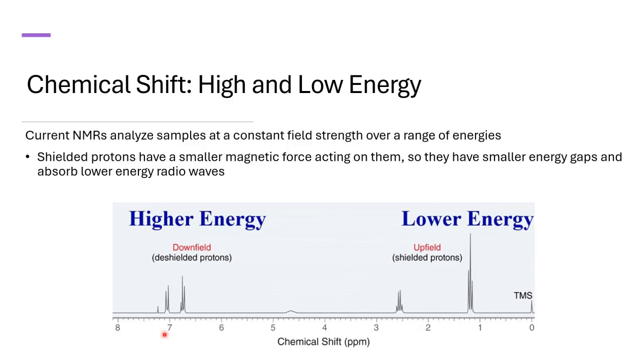Chemical shift, high and low energy. Current NMRs analyze samples at a constant field strength over a range of energies. Shielded protons have a smaller magnetic force acting on them, so they have smaller energy gaps and absorb lower energy radio waves. They are still said to be upfield. Higher energy requirements are needed for de-shielded protons, and we see that these are downfield.